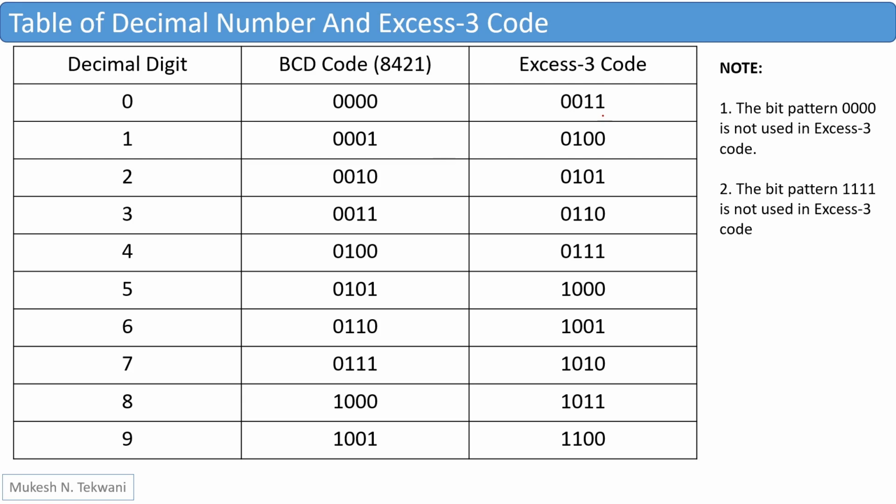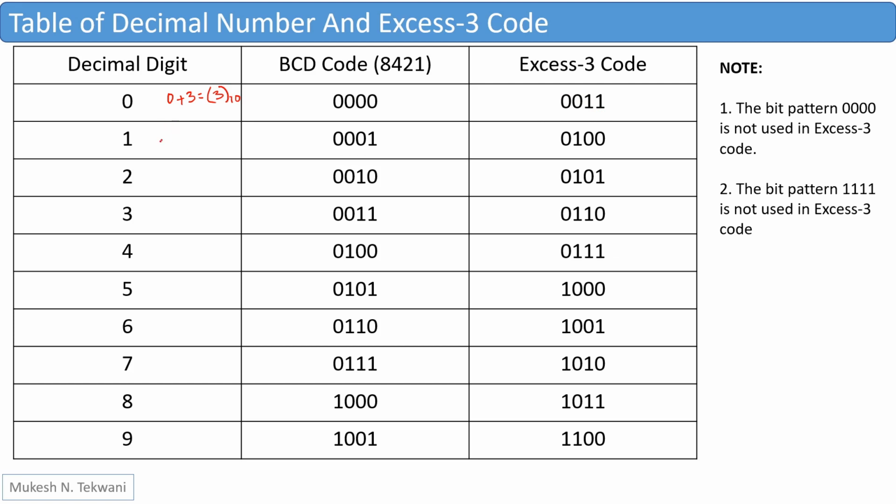Now the question arises, how did this become the Excess-3 code? So here it is. We take 0. Since it's an Excess-3 code, we add 3 to this. This gives us the decimal number 3. And when we convert this decimal number into its equivalent binary value, the binary value becomes 0011. This is in terms of 4 bits.